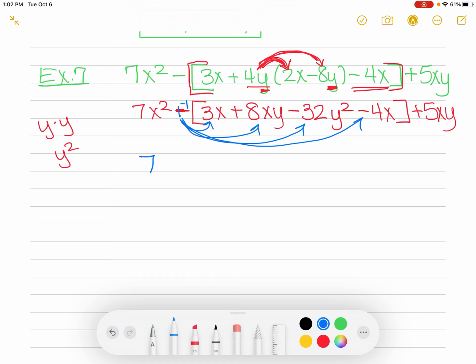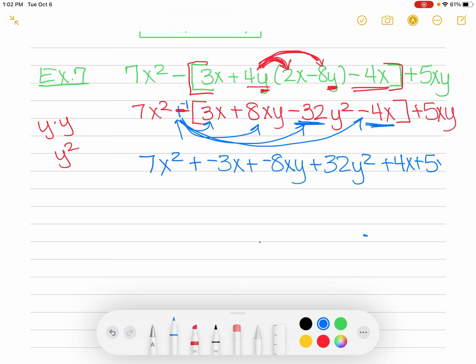So I'm going to go ahead and write everything out. 7x squared. I'm going to do the plus sign, so plus. And now I'm going to do negative 1 times everything in here. Negative 1 times 3x is a negative 3x. Negative 1 times 8xy is a negative 8xy. Sorry, I said that wrong. It's xy. Negative 1 times the negative 32y squared is a positive 32y squared. And a negative 1 times the negative 4x is going to be a positive 4x. And then I have at the end 5xy. Don't lose some of these terms. Don't lose these ones at the front and the back. Make sure that you're writing them down all the time.